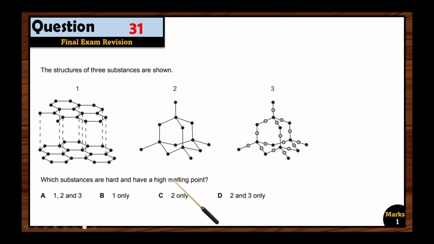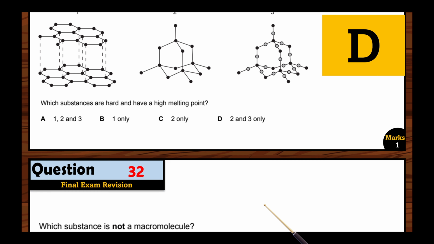Which substances are hard and have a high melting point? Of course, all of them have a high melting point, but hard is only for diamond and silicon oxide, not for graphite, because graphite has layers of hexagons and they can slide over each other. That's why graphite is a lubricant. We also use it in pencils, right? So it cannot be hard. So options 2 and 3 are right, which is option D. So option D is correct.